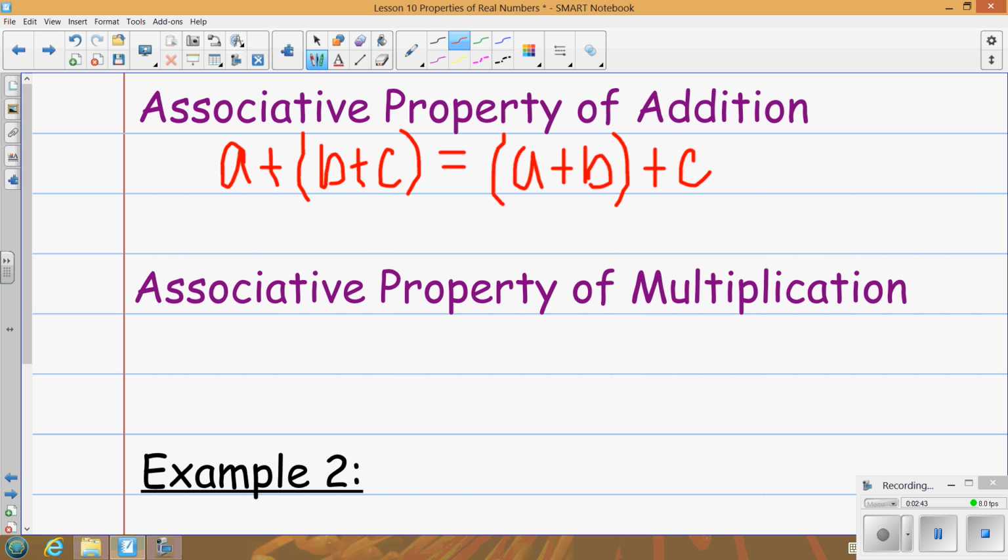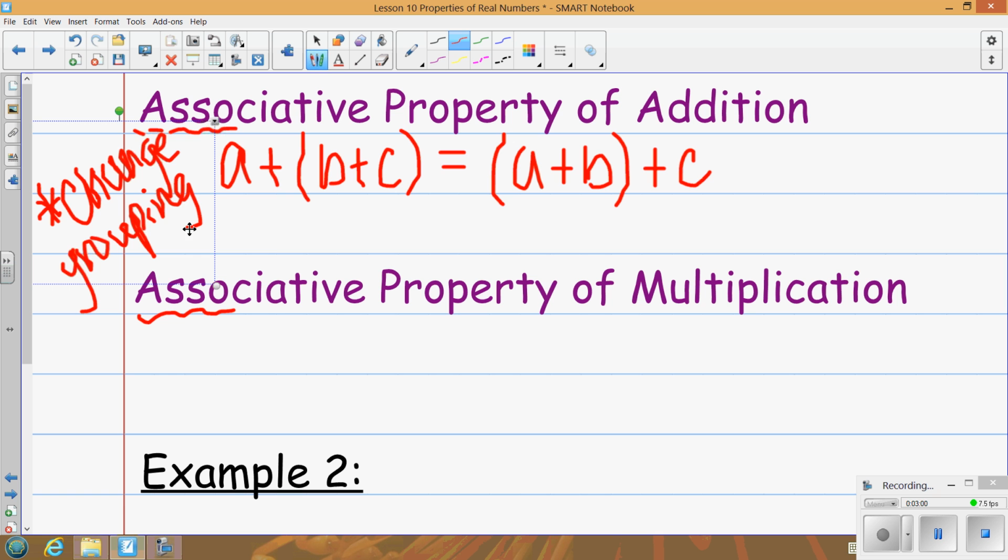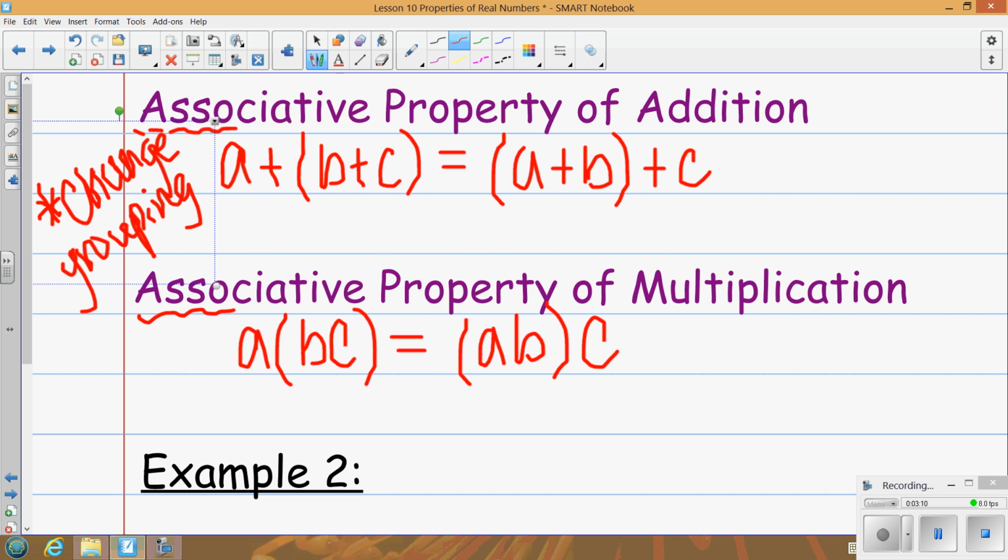So I remember that ASSO as always stays the same order. But really what you're doing is you're just changing the grouping. So change the grouping. So for multiplication, it would be A times B times C. So you'd multiply B and C first. But that's the same thing as if I decided I wanted to multiply A and B first and then multiply it by C.